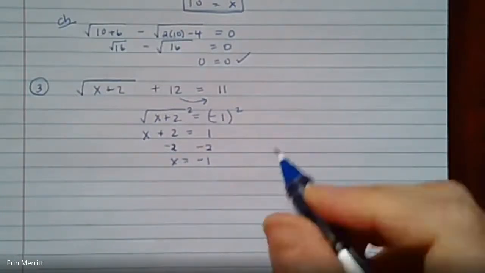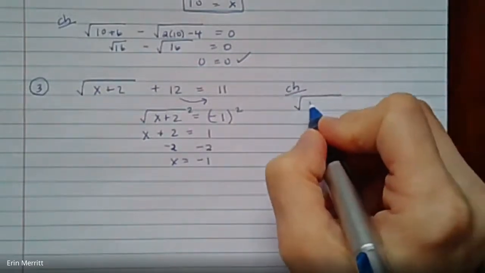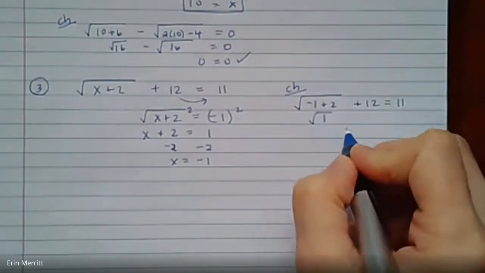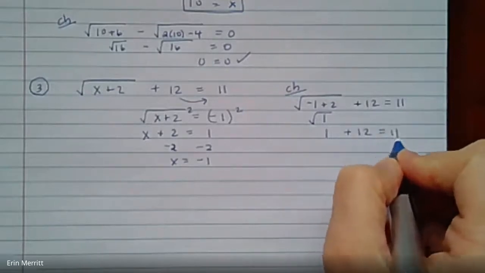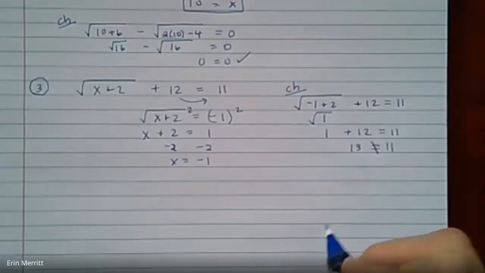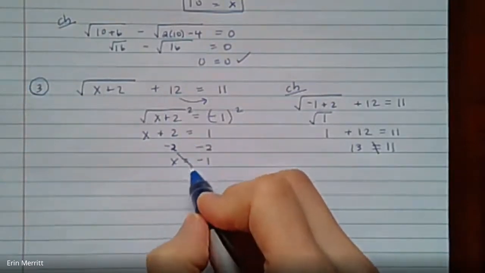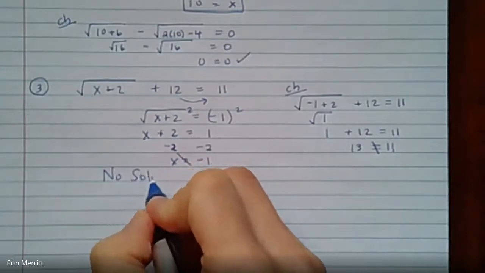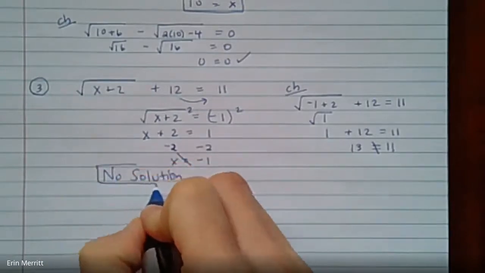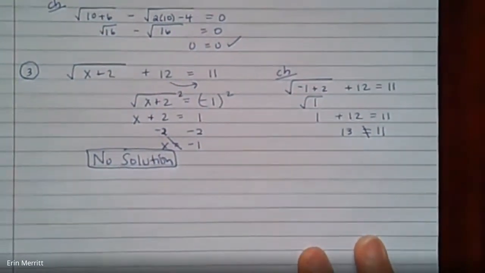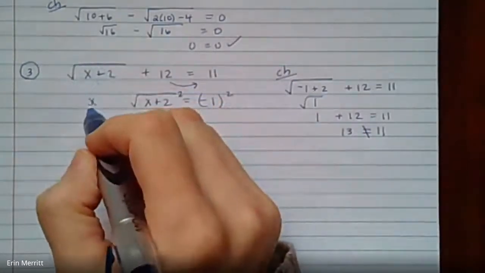And then lastly, maybe I'll squeeze my check in over here. Check. So let's put -1 in. So this will give me square root of 1, which is 1, plus 12 equals 11. Well, that doesn't make any sense. So when the only answer I get doesn't check, that means, first of all, that we have no solution. But it also means that there might have been somewhere in the problem that we could have seen this coming. And if we backtrack, it's actually in this step right here.